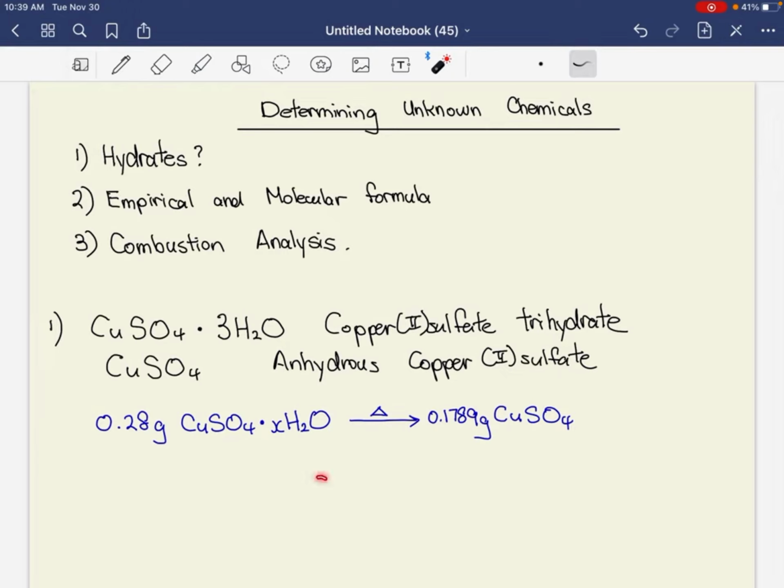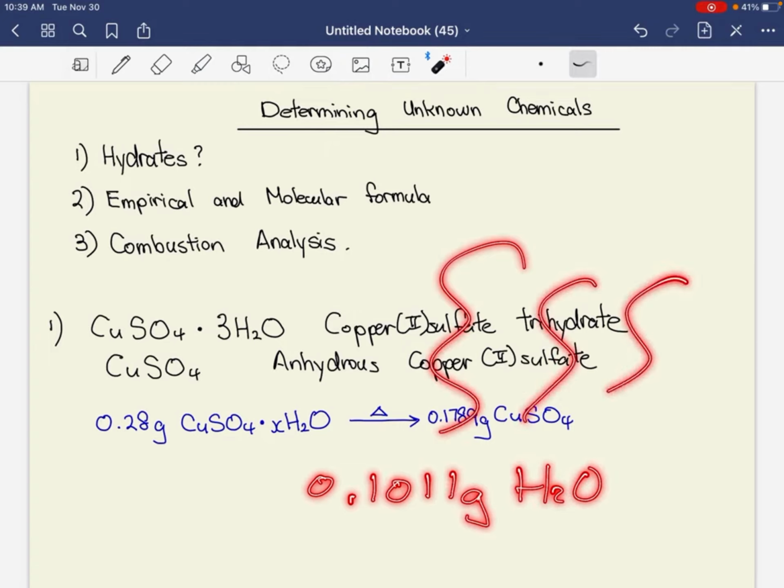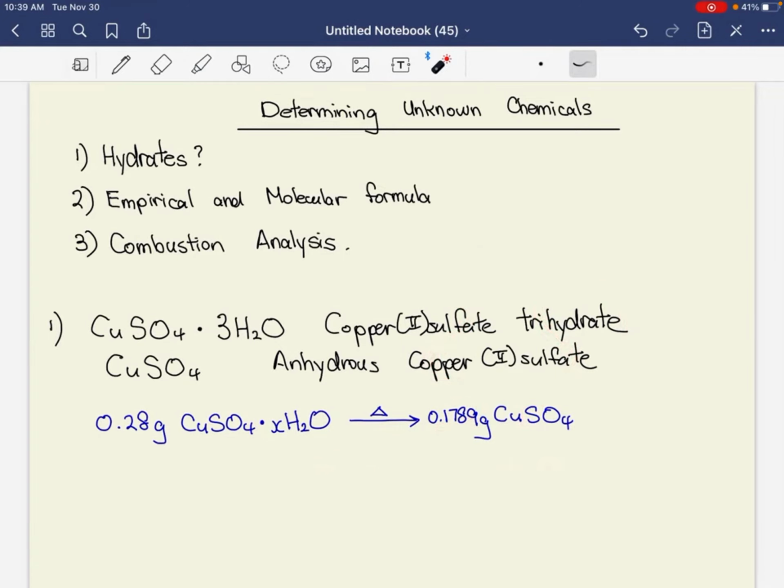So most likely 0.1011 grams of water was driven off and evaporated. Okay? That's something good to know because we will need to use that number later, because the formula to calculate hydrates is very simple. X is equal to moles of water divided by moles of anhydrous.